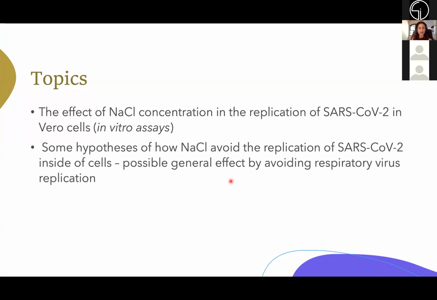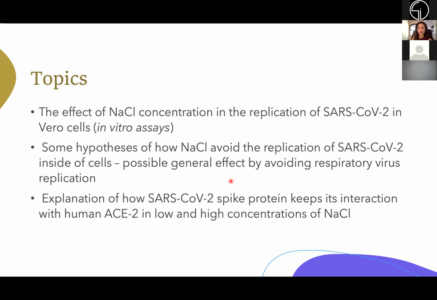Some hypotheses of how NaCl avoids the replication of SARS-CoV-2 inside of cells. A possible general effect by avoiding respiratory virus replication. So maybe this mechanism is not only for SARS-CoV-2, but may apply to all respiratory viruses. And an explanation of how the SARS-CoV-2 spike protein keeps its interaction with human ACE2 in low and high concentrations of NaCl. So we're going to talk about these 3 topics today.